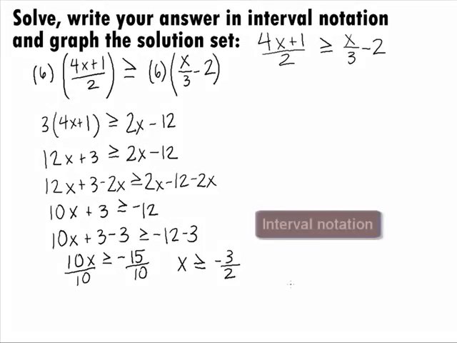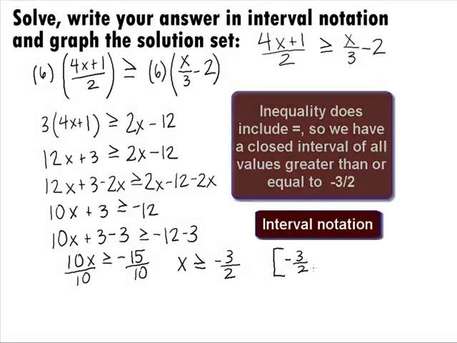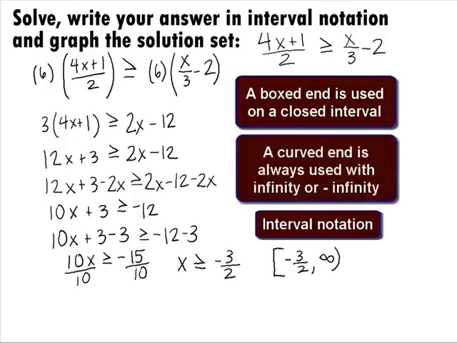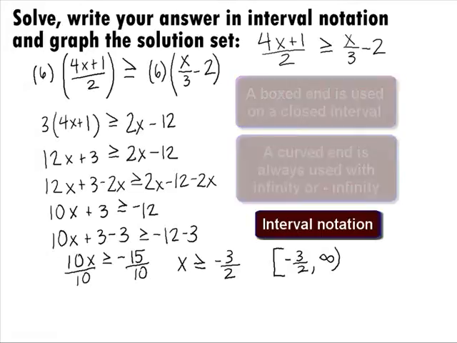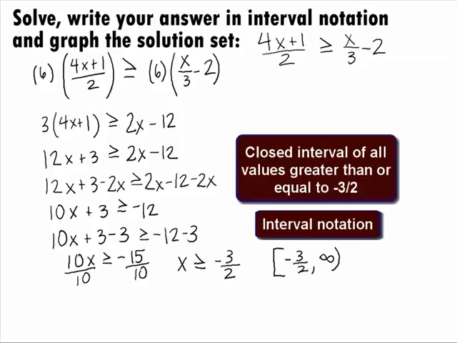Next, let's write this in interval notation. The answer to this inequality is a closed interval because we are including the endpoint where x is equal to -3/2. Since we're including where x equals -3/2, we will have a boxed end with -3/2, and note that anytime we have an infinity or negative infinity in interval notation, we always use a curved end on that end. So the final answer for the interval notation will be a bracket with -3/2, comma, infinity with a curved end to give us a closed interval of -3/2 to infinity.